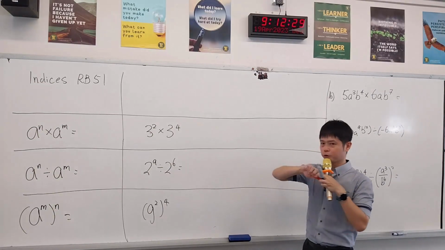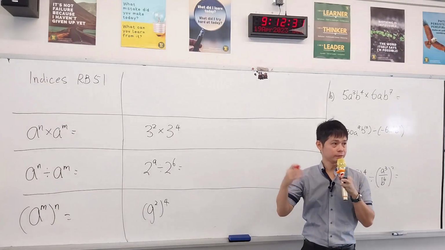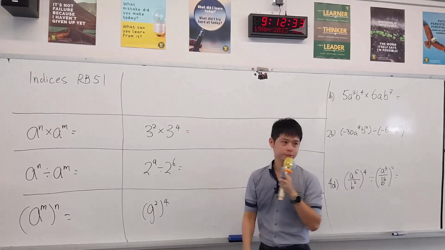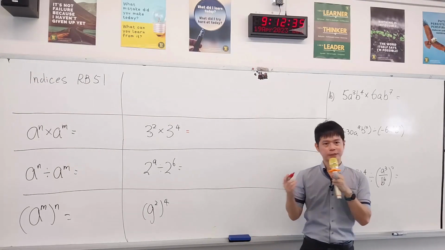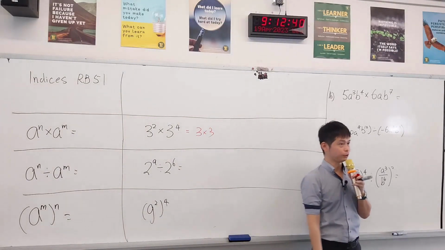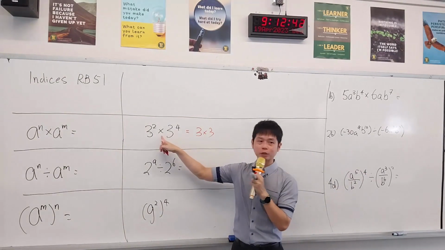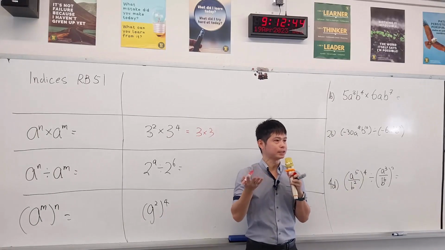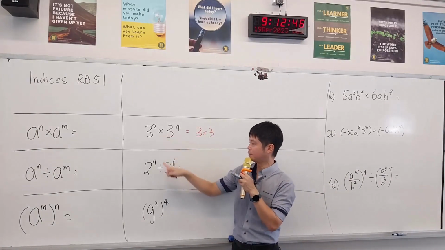So 3 square times 3 power 4. What's the answer? It will be 3 power how much? Yeah, so why is it 3 power 6, right? So you know that 3 square is 3 times 3, right? And then it only works for times and divide. Plus and minus, there's no law for it. Only for times and divide.